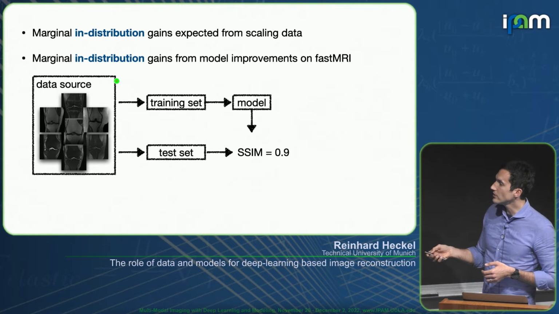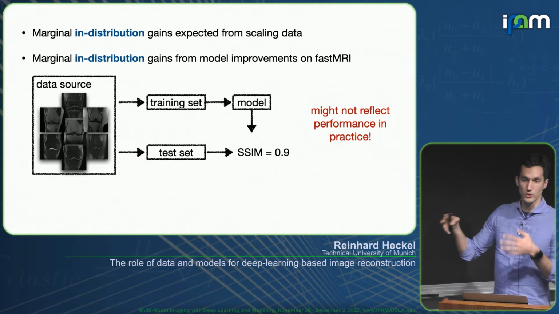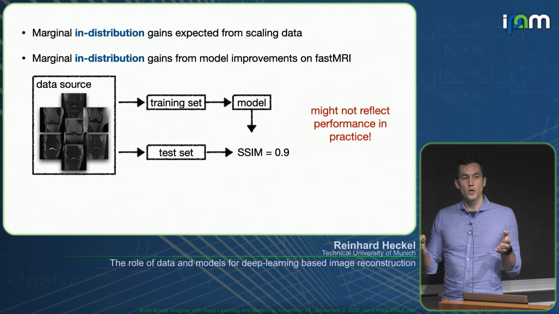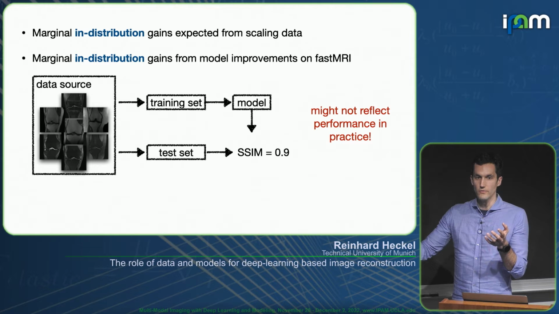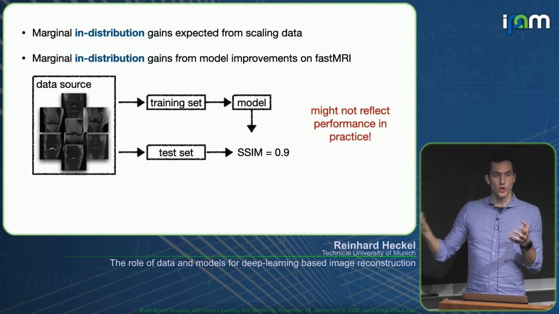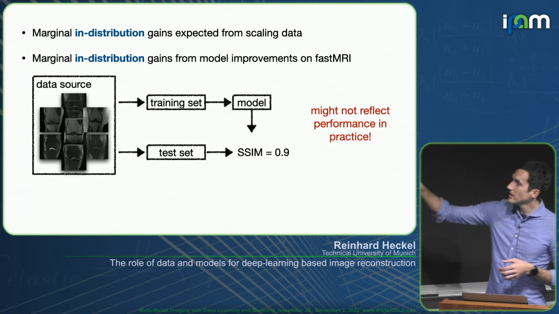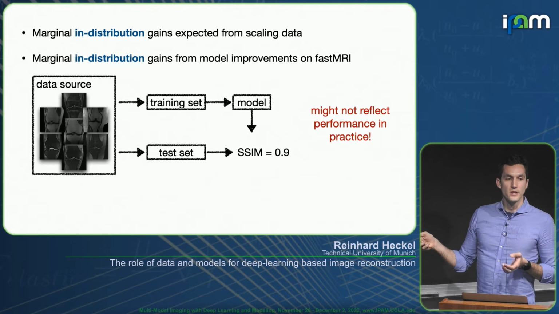And so what I want to argue in the following, and this might not reflect performance in practice, right? Because what you actually do is, Siemens, for example, they have a deep learning model. It's trained on some data. You can use this model. You pay for it, obviously. But then you are applying it to your data in your hospital. It might be a different patient population, slightly different settings of the scanner, things like that, right? So that's how you typically use the models. So this in-distribution evaluation might not reflect performance in practice.